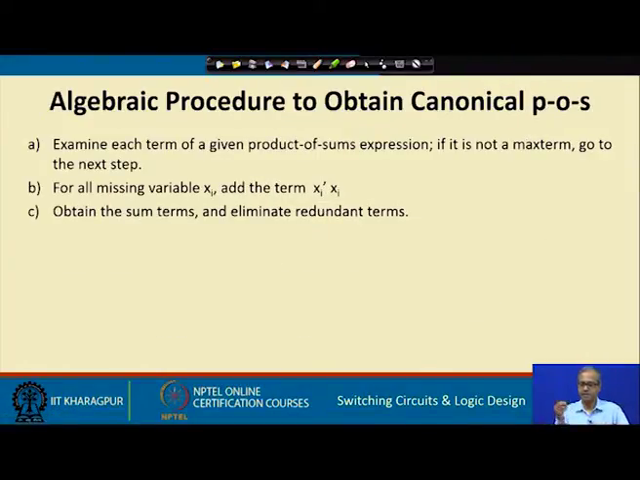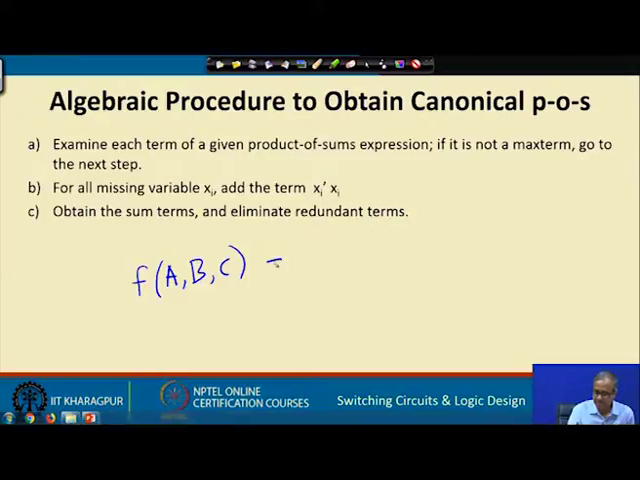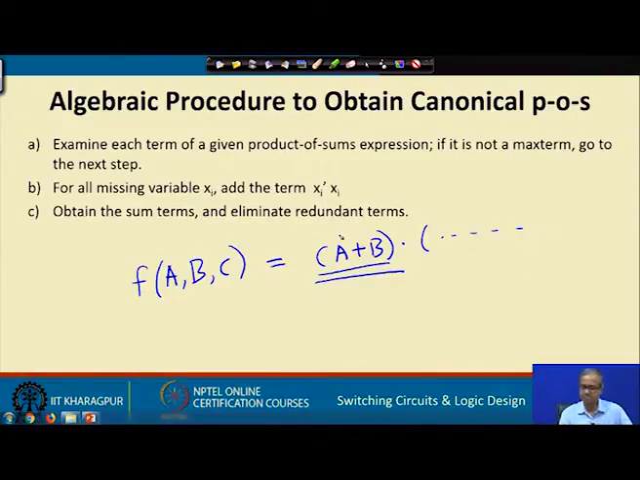Similarly, let us look at the reverse, product of sum. Let us take an example, a function of 3 variables a b c. Suppose I have a term a plus b and something else. Let us look at this one. This is certainly not a max term, because c is missing.